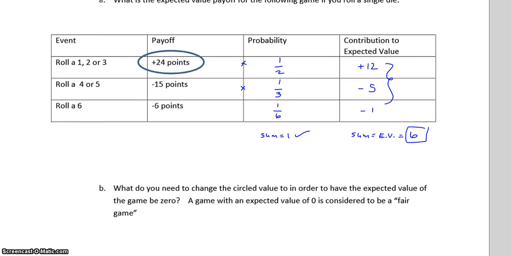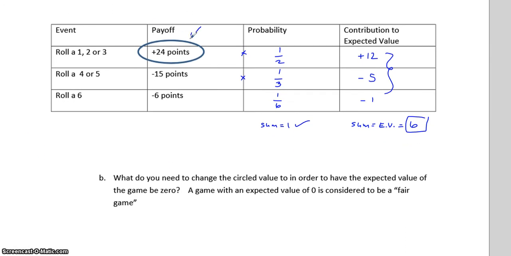The next question then says, well, what do we need to change this circled value here to in order to have the expected value of the game be 0? So right now the expected value of the game is 6, and we want it to have an expected value of 0. When we have an expected value of 0 in a game, we consider that to be a fair game, because no one's really going to win or lose. In this case, whoever is winning the 24 points is going to win over time, because they're earning 6 on average, and so we want to change that so that they break even and earn 0.